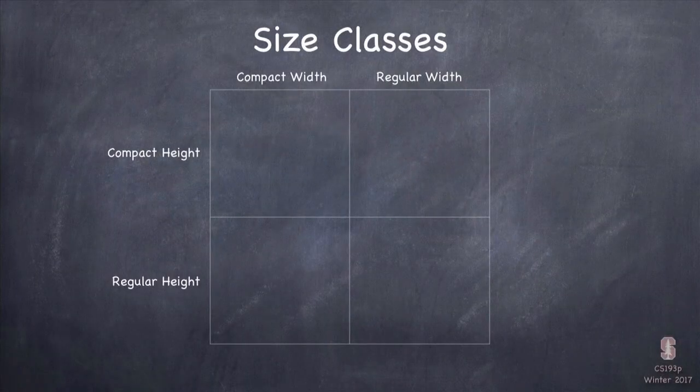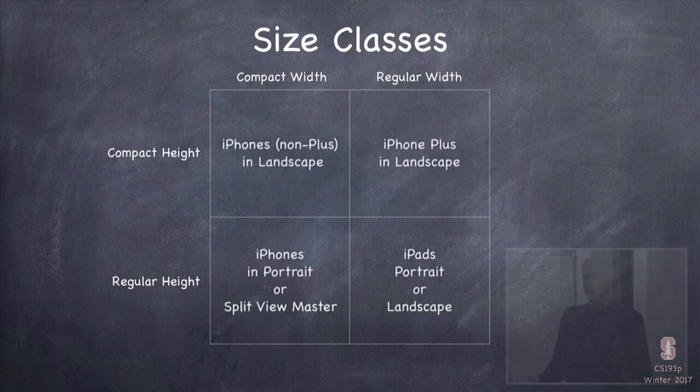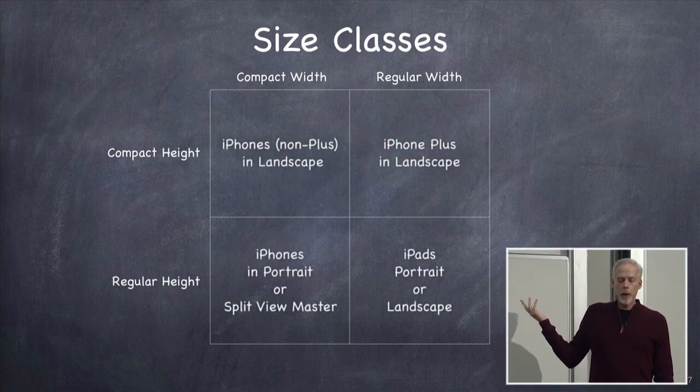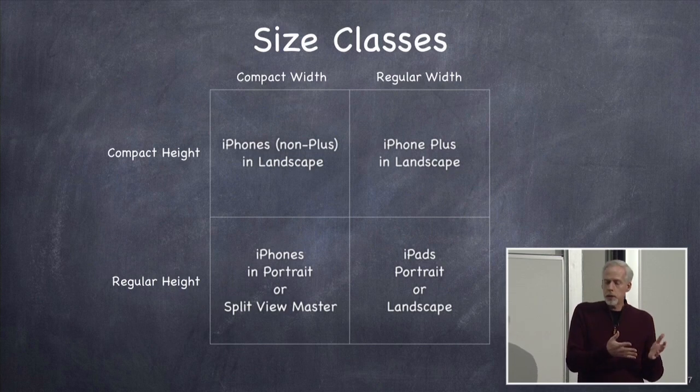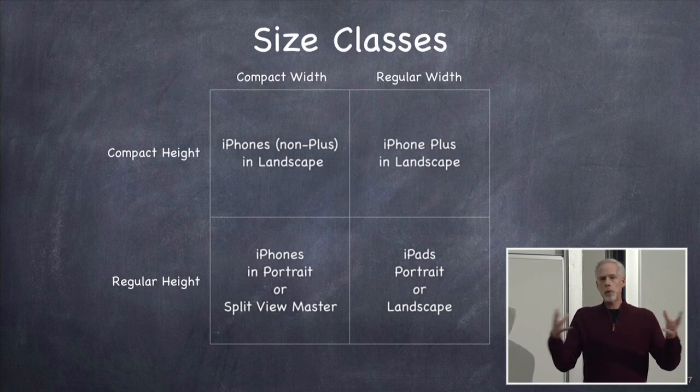Okay, compact width and regular width, compact height and regular height, which makes for 4 different combinations right here. And again, compact width and height is iPhones in landscape, but not plus ones. Compact height and regular width is the iPhone Plus only in landscape. Regular height and compact width is iPhones in portrait, both pluses and regular, and also like a split view master. And then regular is an iPad in portrait or landscape, the whole thing, right?